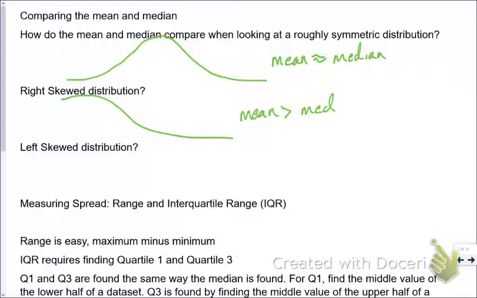And then the opposite is true for left skew. If someone makes a 0 on a test, that really drops the class average. Has a direct effect on the mean, no effect on the median. Outliers have no effect on the median.